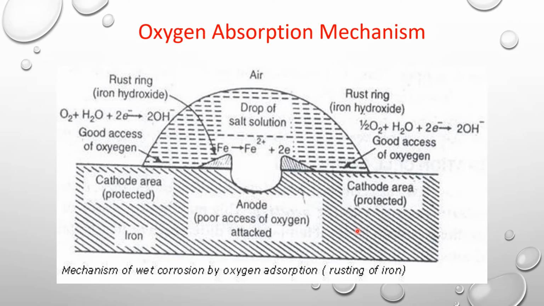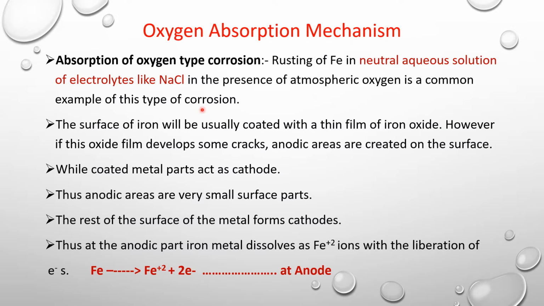So in this, the anodic areas, that is this area, are small in surface area, while the remaining area of the metal is larger, that is, the cathode area is larger than the anode areas in the oxygen absorption mechanism. Rusting of Fe in a neutral aqueous solution of electrolytes like NaCl in the presence of atmospheric oxygen is a common example of this type of corrosion.